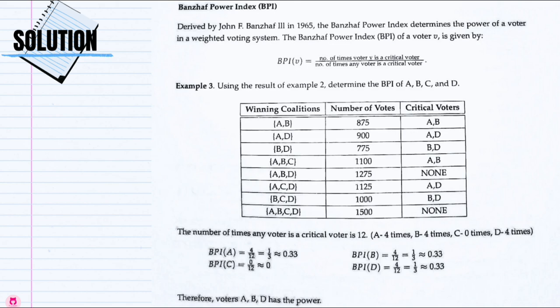As we see in these critical votes, we see 4 for A, 4 for B, and 4 for D, none for C. To add them all up, that is a total of 12. Let's start with BPI of A. So 4 divided by 12, that is 1 over 3, and that is 0.33. The same goes for BPI of B and D. Because we couldn't find C, there is none.